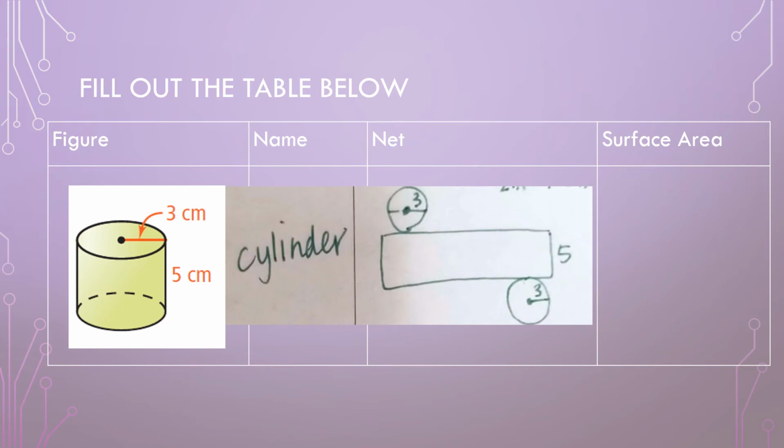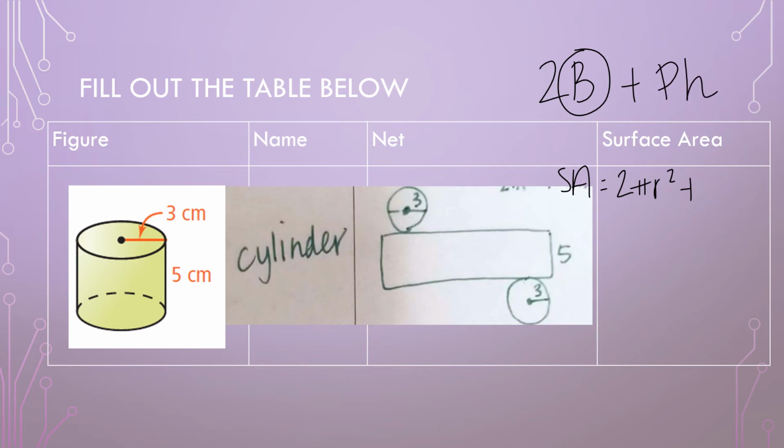For a cylinder, there are a couple different ways that you could do this. The easiest way is to use the equation surface area equals 2 times pi r squared, because that is signifying the 2 times B, because B is the area of your circle, which is pi r squared. Then the perimeter of your circle times the height. So the perimeter of a circle is 2 pi r, and then times the height.